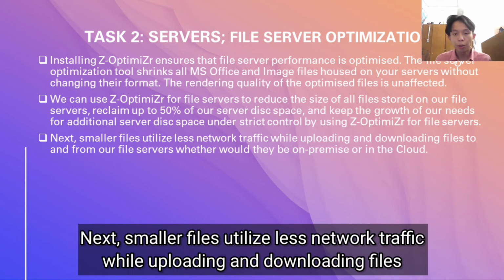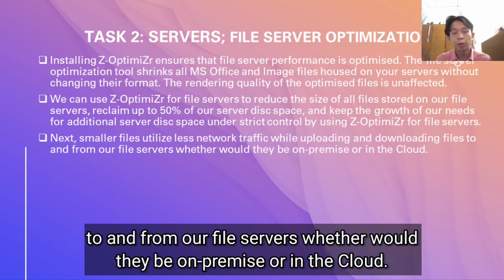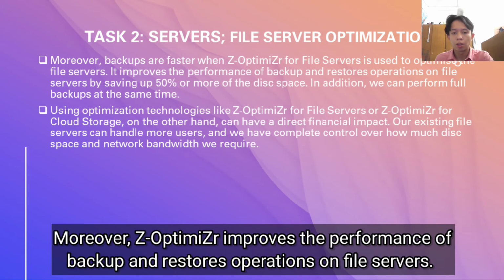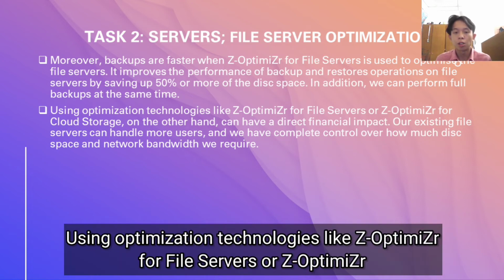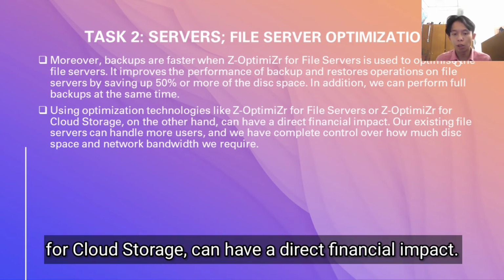Next, smaller files utilize less network traffic while uploading and downloading files to and from our file servers, whether they be on-premise or in the cloud. Moreover, Z-Optimize-ZR improves the performance of backup and restore operations on file servers. Using optimization technologies like Z-Optimize-ZR for file servers or Z-Optimize-ZR for cloud storage can have a direct financial impact.